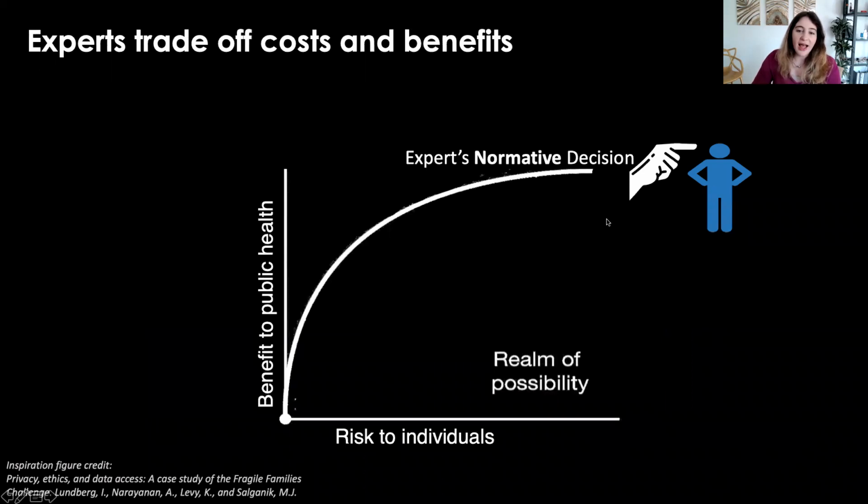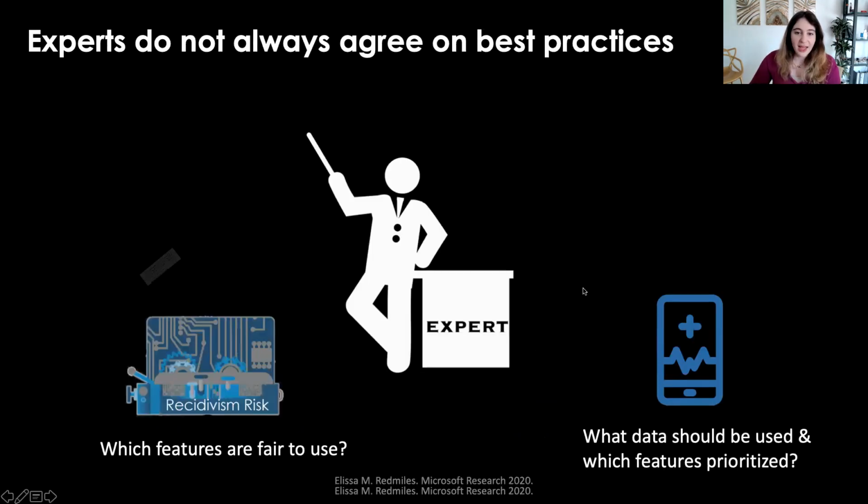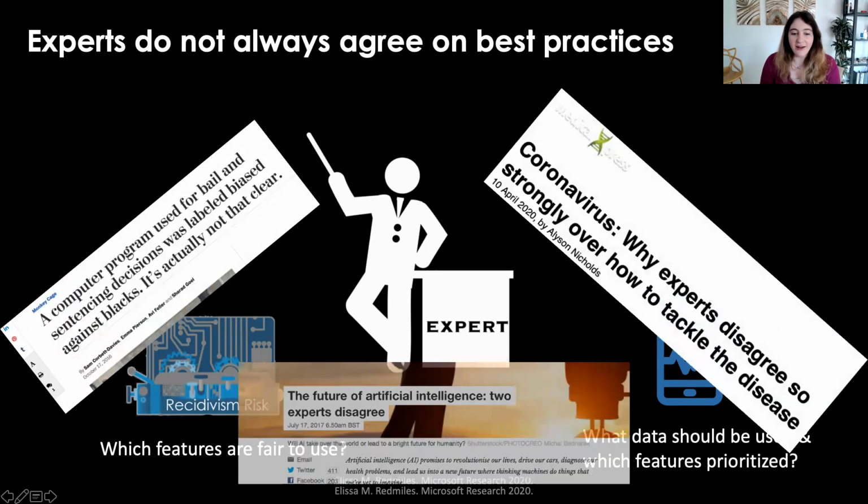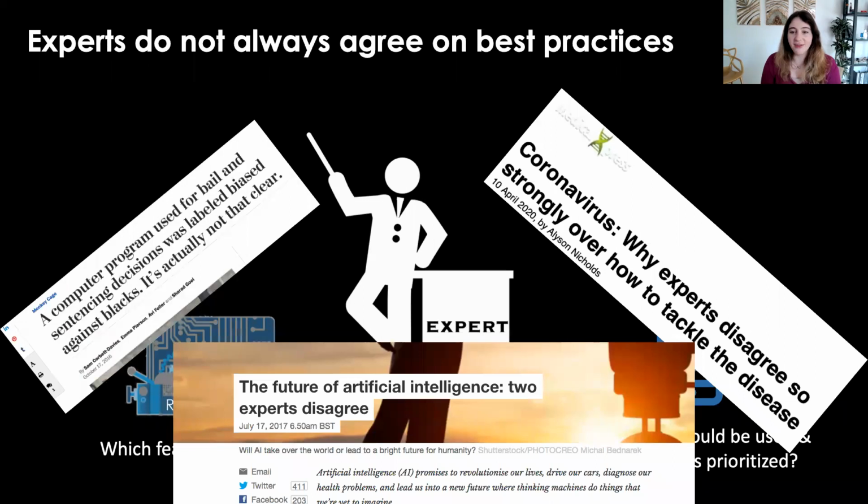And prior work has suggested that when experts make these decisions, they are trading off, say, a benefit to public health against risk to individuals. And the experts make some sort of normative decision here, and that is what informs, say, what data they choose to use or what data they choose to release publicly, etc. And experts do not always agree on the best practices. So we've seen numerous cases where experts disagree about various types of feature usages in machine learning, ways to protect end user security, or whether or not to use things like digital contact tracing.